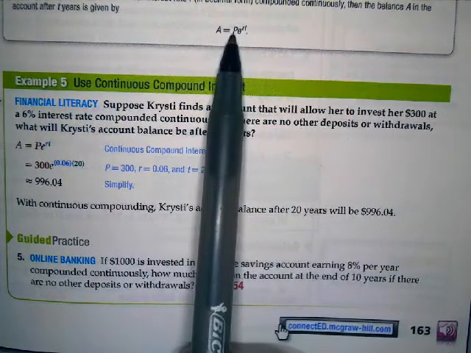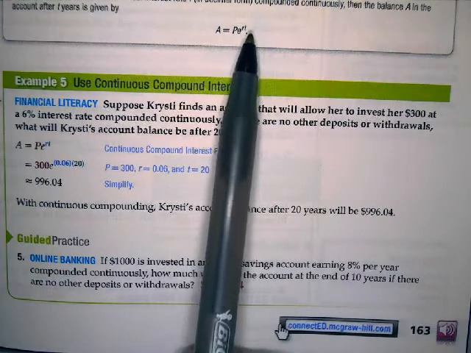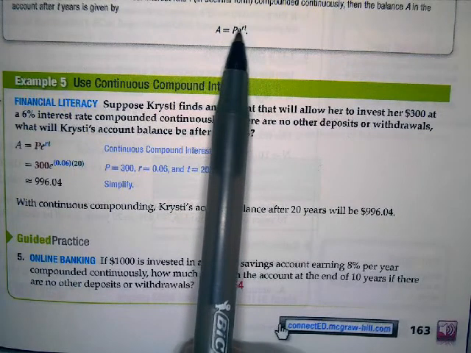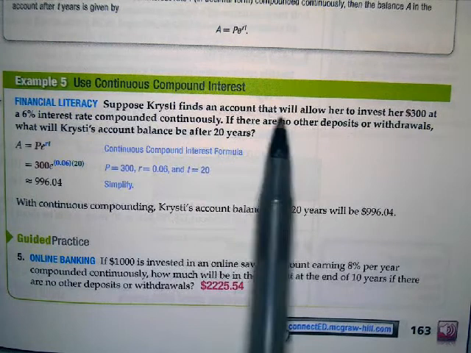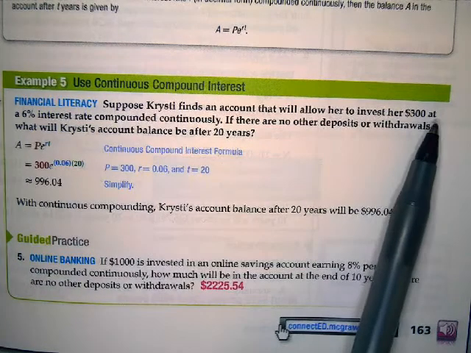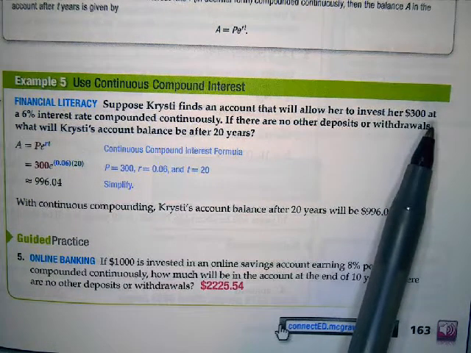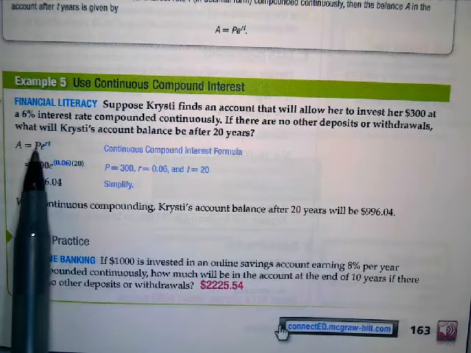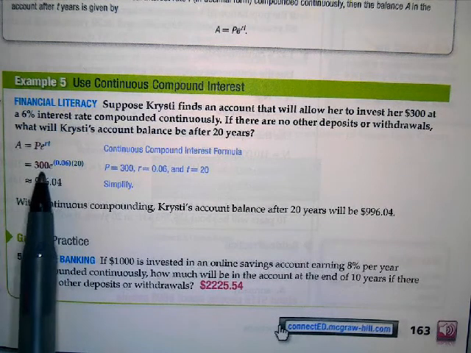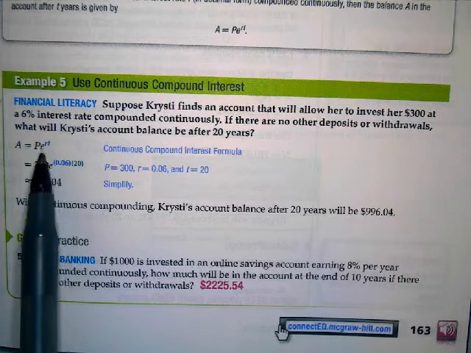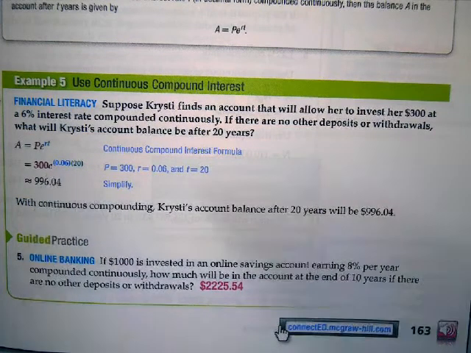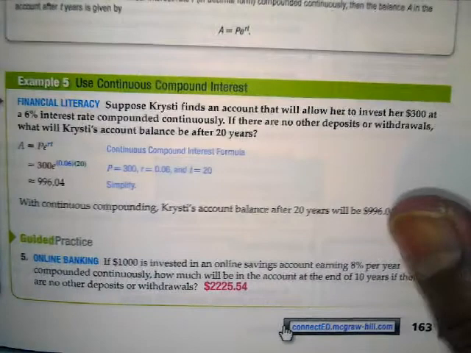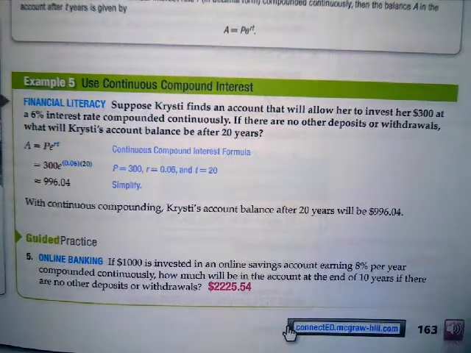So if you read this one, what do I need? I need P, R, and T. e is a value on your calculator. P is the principal. Suppose Christy finds an account that will allow her to invest $300. That's your P. P is $300. And if you see here, they even put it in color, in red, P is 300. See, that's why it's 300. e is a value on your calculator. I just showed you where it is.